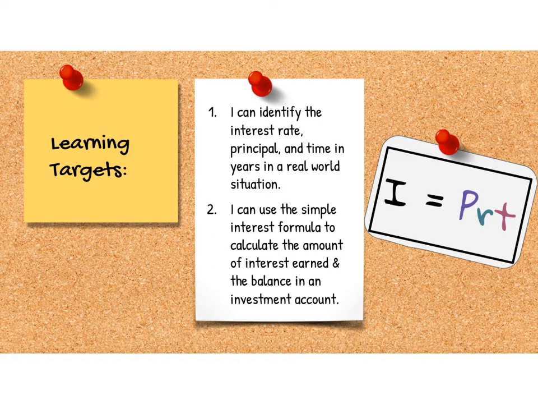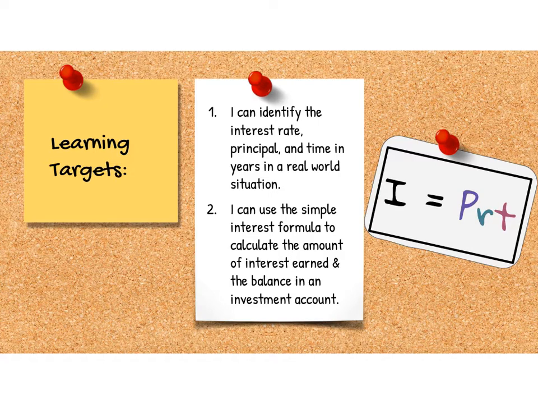Okay, so learning targets. Number 1, you can identify the interest rate, principal, and time, which is going to be in years, in a real world situation. So that first learning target is all about vocabulary. Do you know what an interest rate is? Do you know what principal is? Do you know what time is? Do you know what interest is? I forgot to put that one on there.